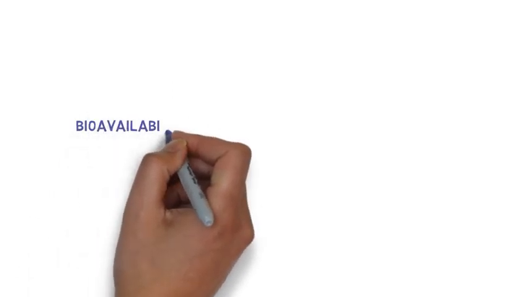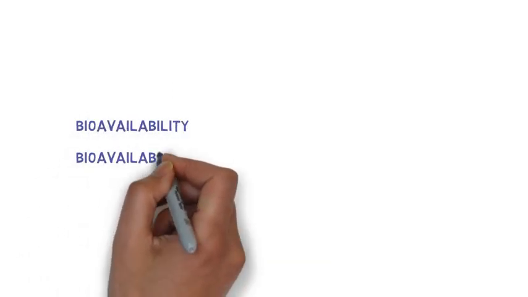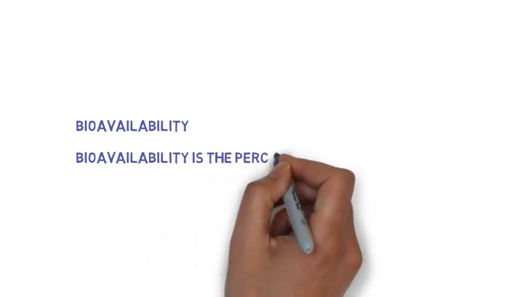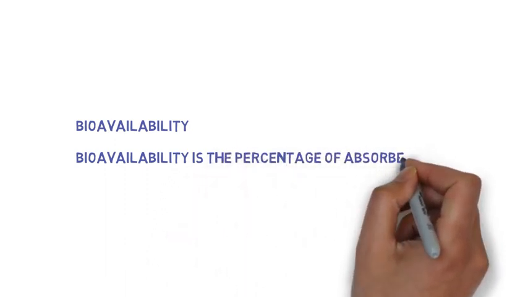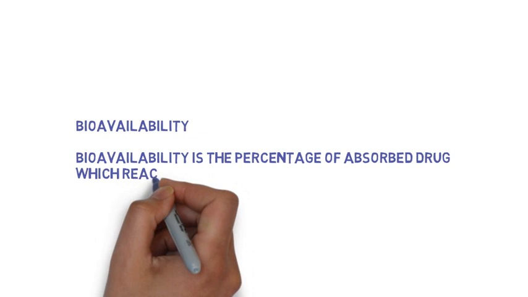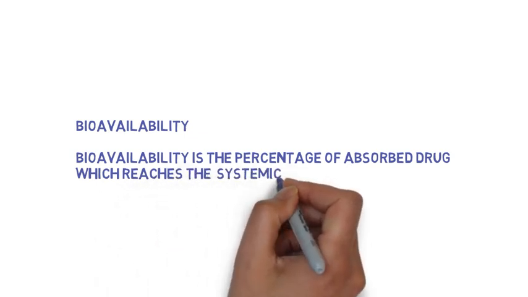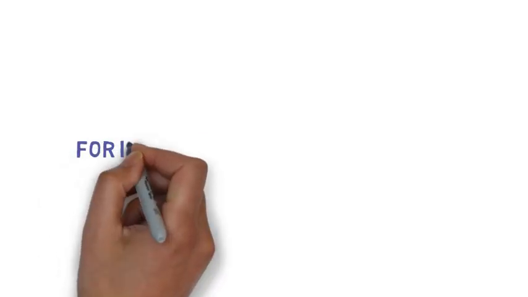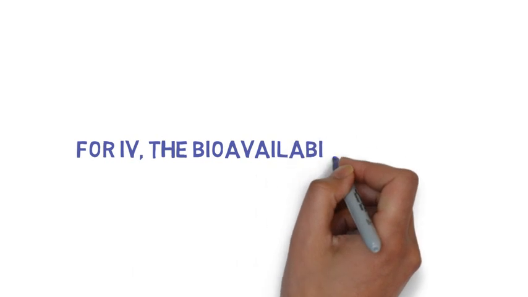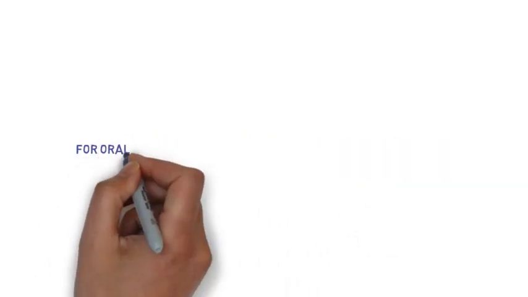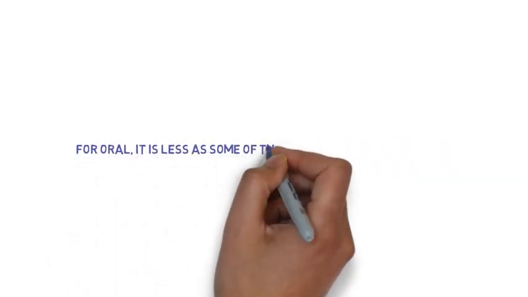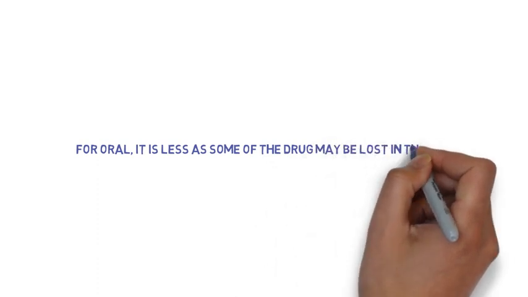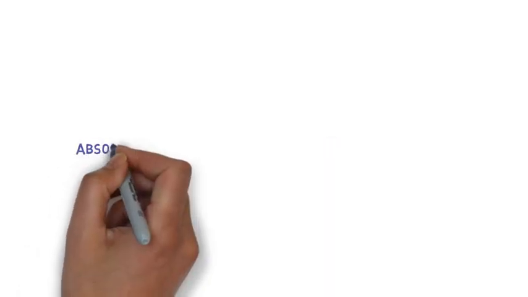The first of these four is absorption. An important concept in absorption is bioavailability. Bioavailability is the percentage of absorbed drug which reaches the circulation. For IV drugs, the bioavailability is 100%. For oral drugs, it is less, as some of the drug may be lost in the gut.